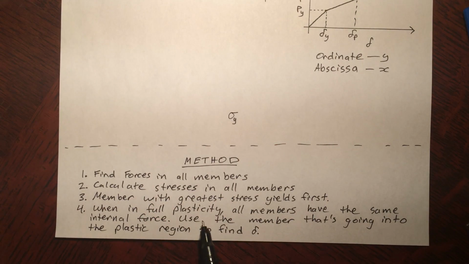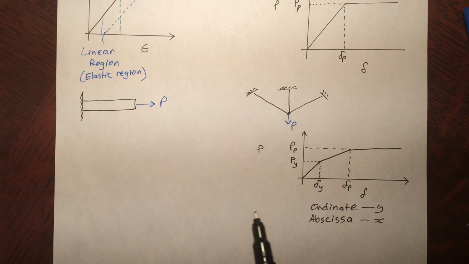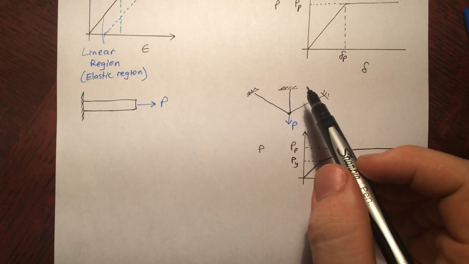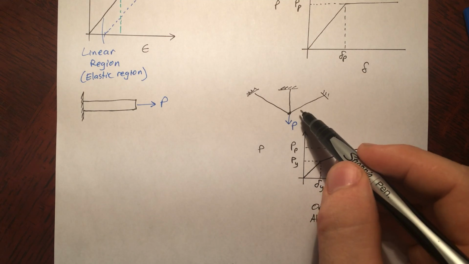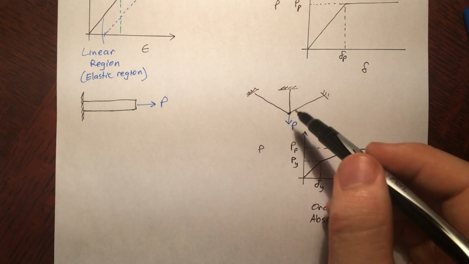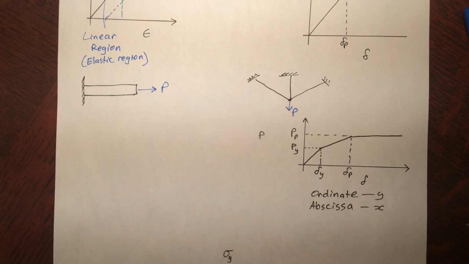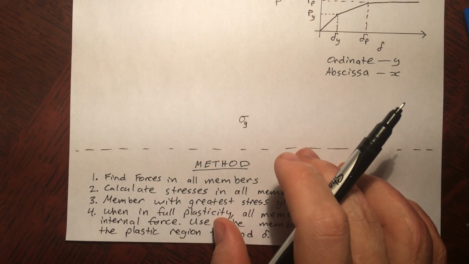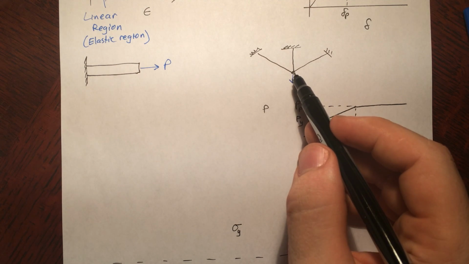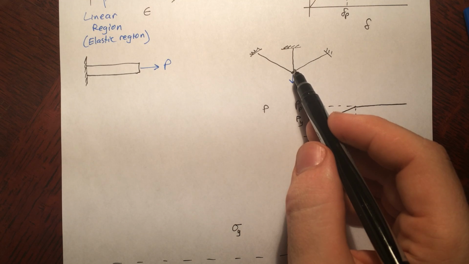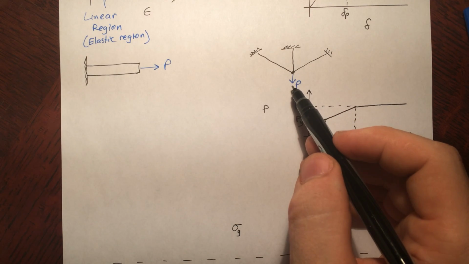Then you use the member that's just going into plasticity to find the displacement. So in this case, if you're plotting the displacement, you find the displacement of this member that's just gone plastic. Then you go back and you relate it to this one. That might seem a little bit convoluted, but I found it tricky to calculate the displacement of this one because it's been in its elastic region for a while. So you'd have an initial bit of displacement and then another bit of displacement.